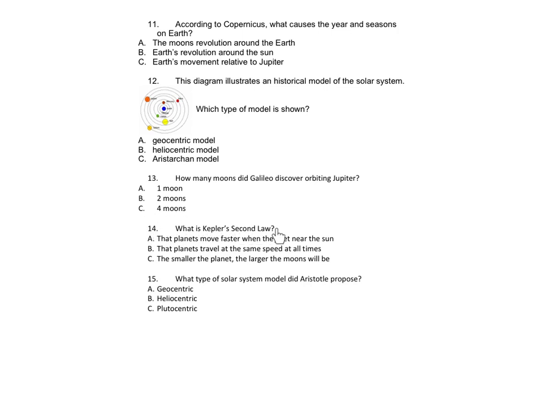Number 14. What is Kepler's second law? A. That planets move faster when they get near the Sun. B. That planets travel at the same speed at all times. C. The smaller the planet, the larger the moons will be.